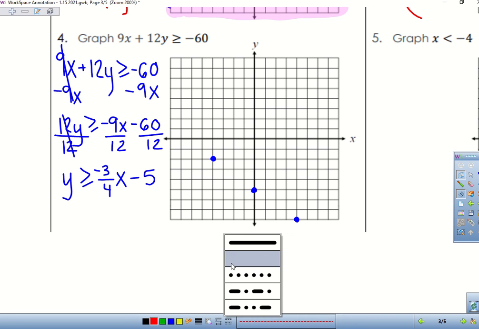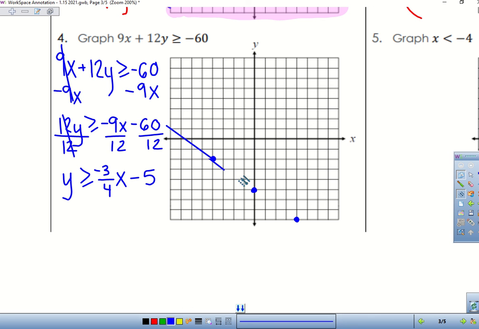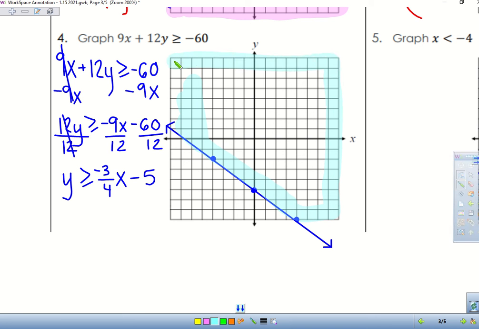Solid or dashed line? Solid. Good. Shading above or below? Below. Above. Because y is being eaten. Okay. Any questions about number 4?